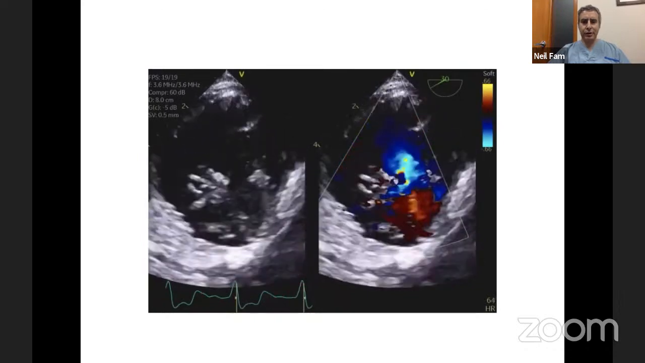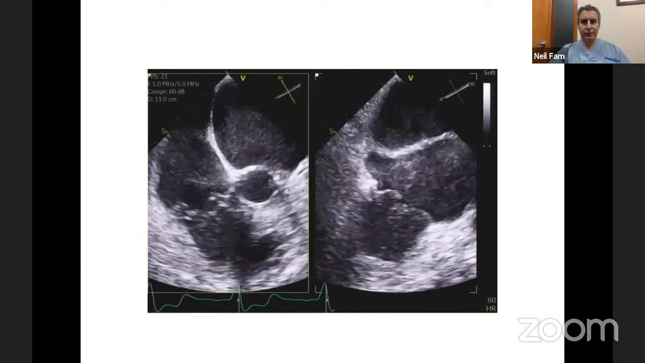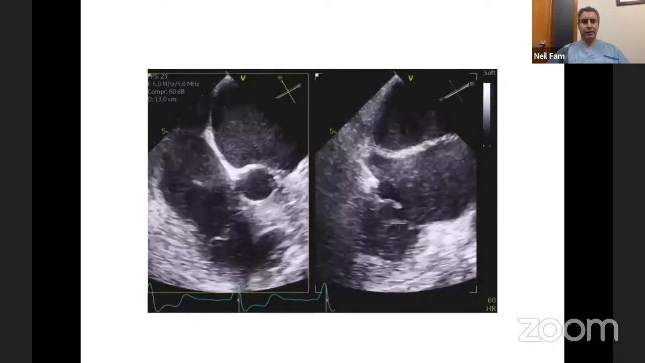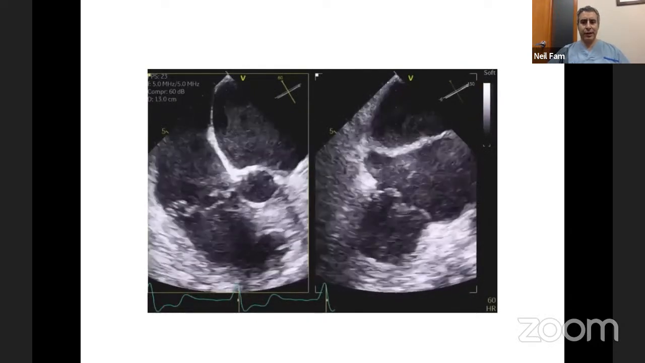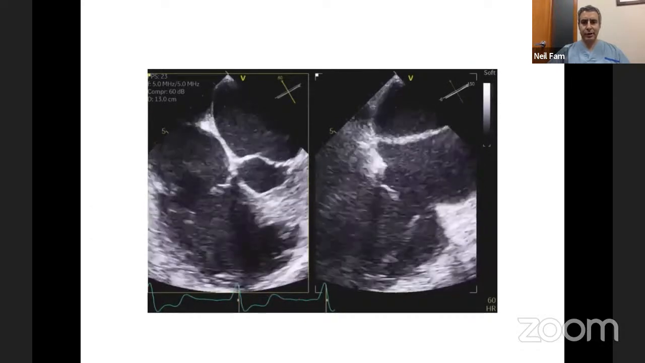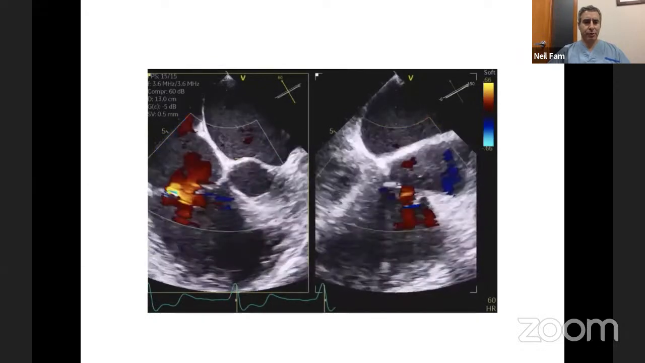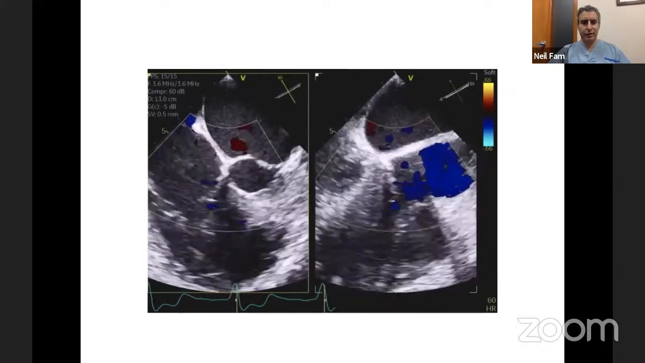When you look at the color, you can see there's an eccentric jet. And the reason for this is the patient has a septal leaflet prolapse with a focal flail, as shown here. This was actually not thought to be iatrogenic. This was primary TR with superimposed annular dilation leading to secondary TR as well.